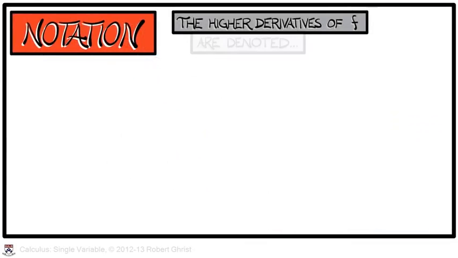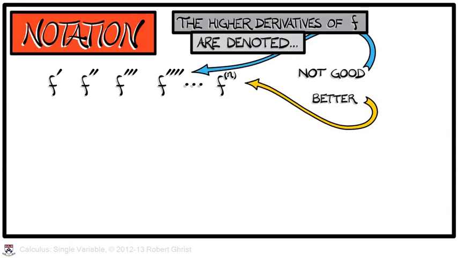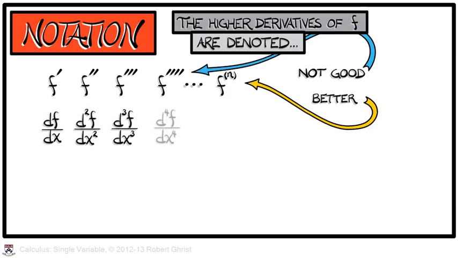Higher derivatives come with a number of different notational conventions. You may be tempted to write f prime, f double prime, f triple prime, etc. This is not so good in general. It might make your homework a little bit confusing to read. A bit better notation would be that which we used for Taylor series, denoting the nth derivative of f using a superscript n in parentheses. Better still is the notation df/dx, d squared f/dx squared, d cubed f/dx cubed, etc.